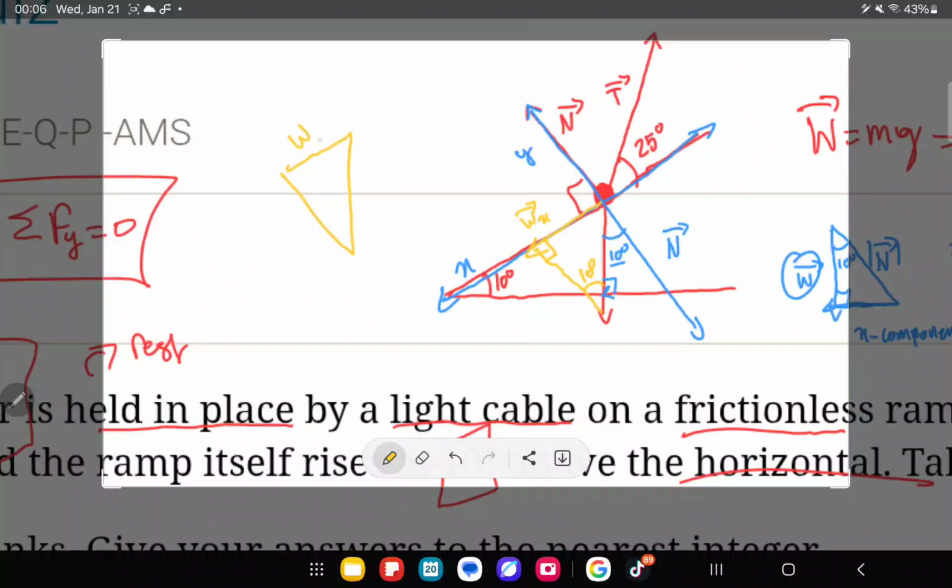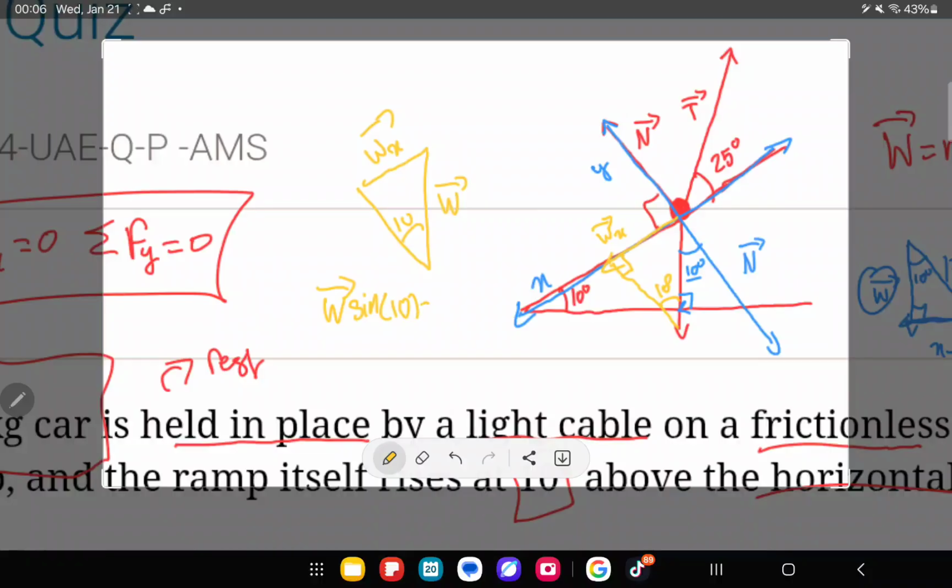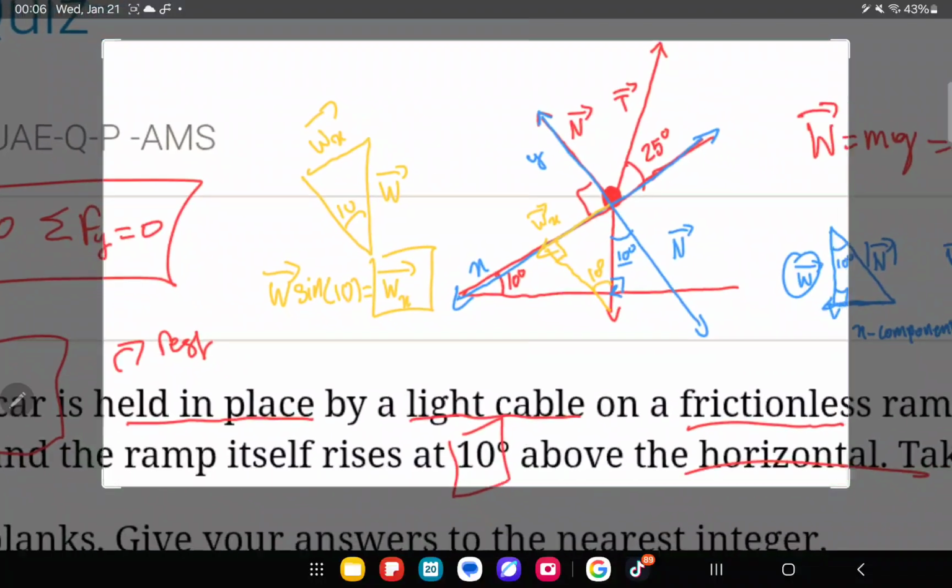Over here is WX, over here is W, and over here is 10. Thus, W sine 10 is equal to WX. Now, I'll show you why it's important to get WX.